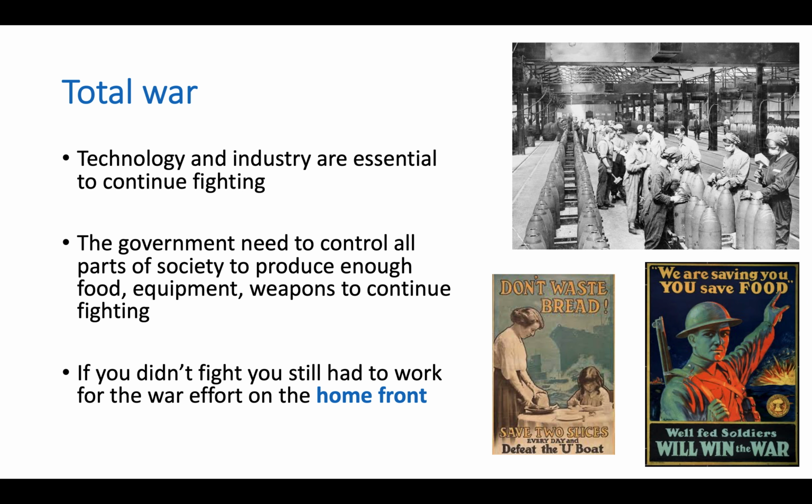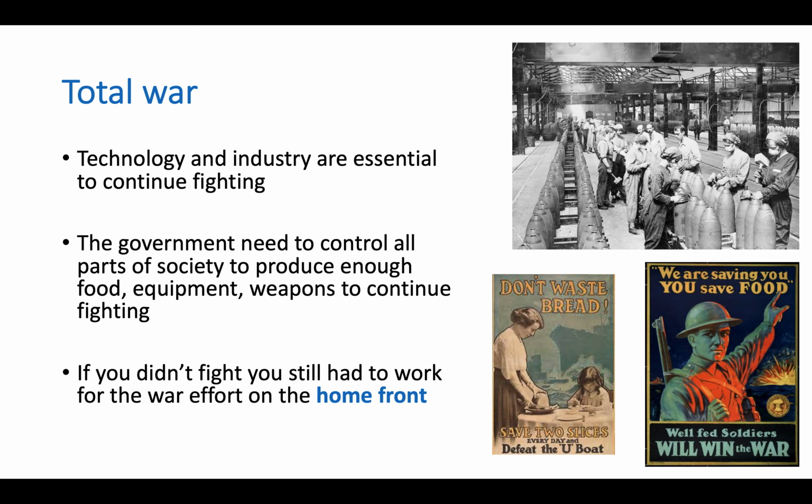Now, to get out of the trenches, even people in their home country had a lot to do. So people in Britain or parts of France which weren't fighting, or parts of America or Germany. Technology and industry were essential to carry on the fighting, and in order to produce enough equipment, uniforms, weapons, food, all of society had to be mobilized to produce this. Now, this is what we call total war. That meant when all available people who can fight are fighting, and if you weren't fighting, you were working for the war.